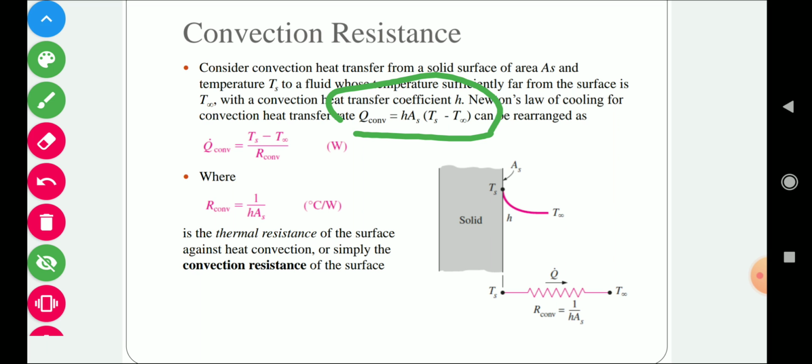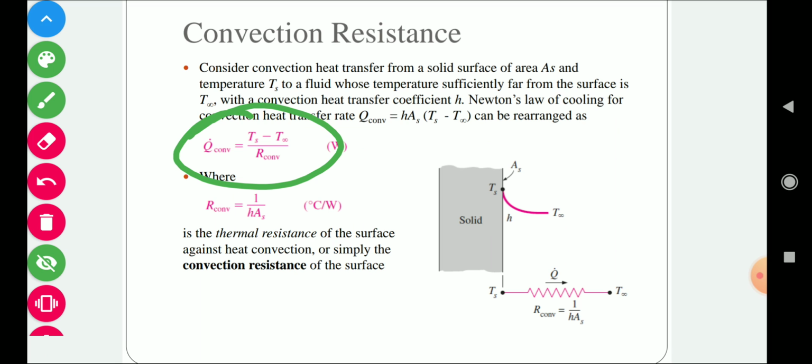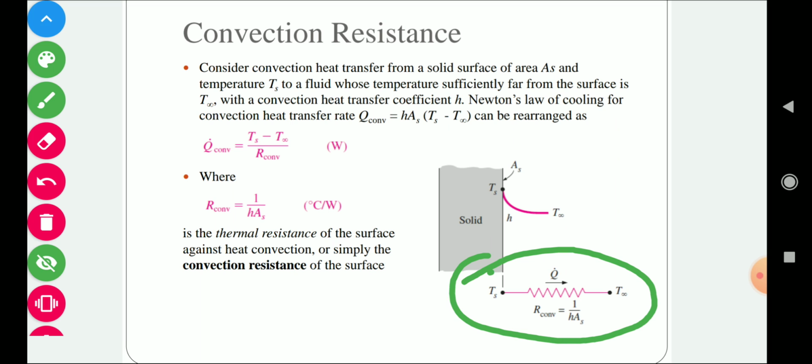Again, if we rearrange that equation, we can write it in this form. Here R convection is equal to 1 upon hA. So this R convection is called thermal resistance due to convection, or simply we can call it convection resistance. Again, we can also represent this convection heat transfer in this form. We have some temperature difference and we have some resistance through which heat is transferring.